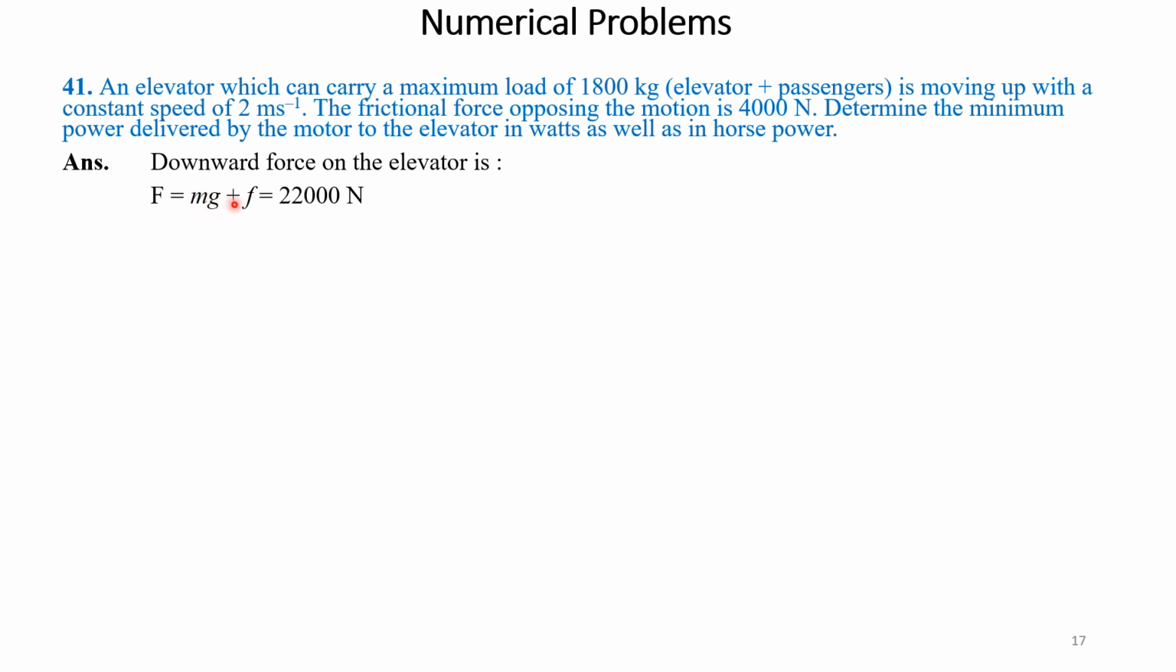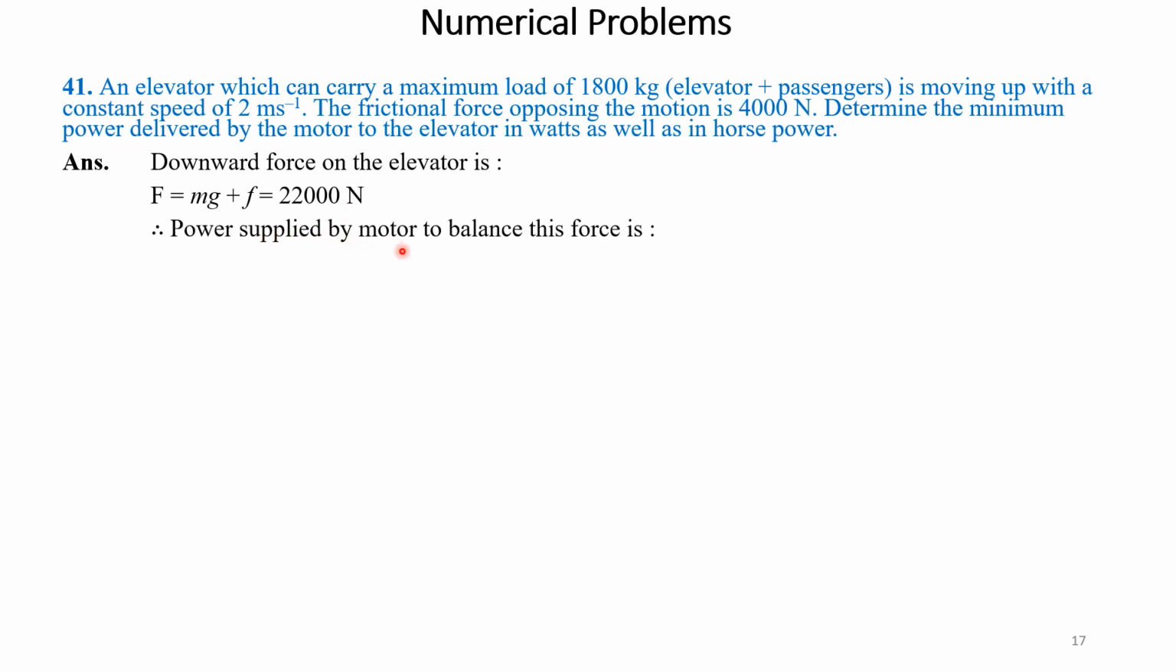So the downward force of the elevator is F is equal to mg, which is due to mass and gravity, plus F, that is the frictional force. That is equal to m into g plus F. First put m as 1800 kgs into 10, plus the frictional force, which is 4000. The answer is 22,000 newtons.